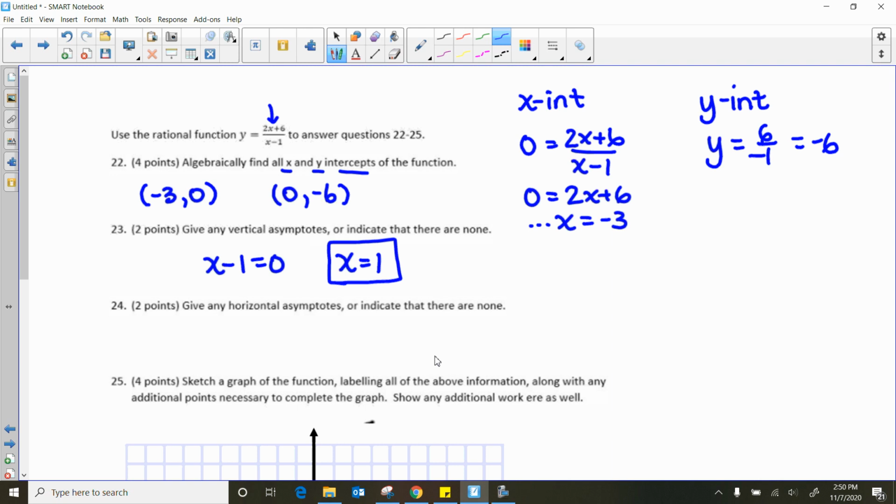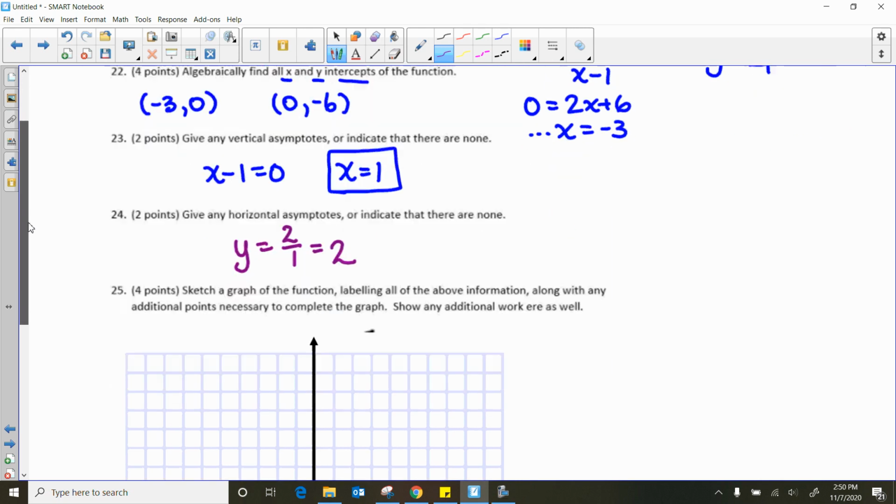When we're looking for horizontal asymptotes, we're checking the degree of the polynomials top and bottom. And when they're the same, then my horizontal asymptote is the ratio of the leading coefficients, meaning y equals 2 over 1, or y equals 2, is my horizontal asymptote.